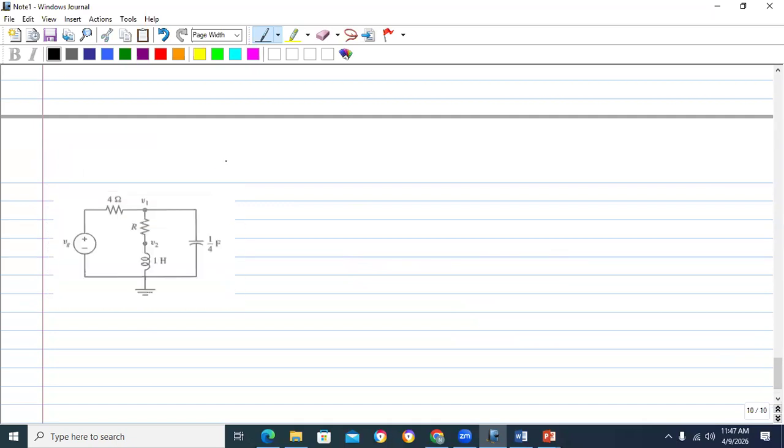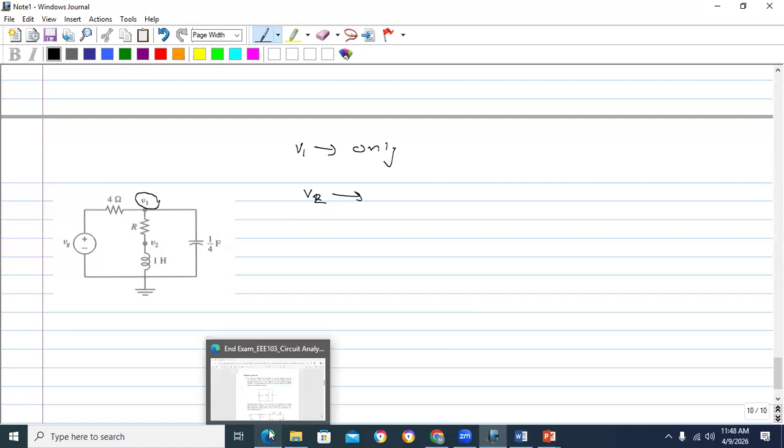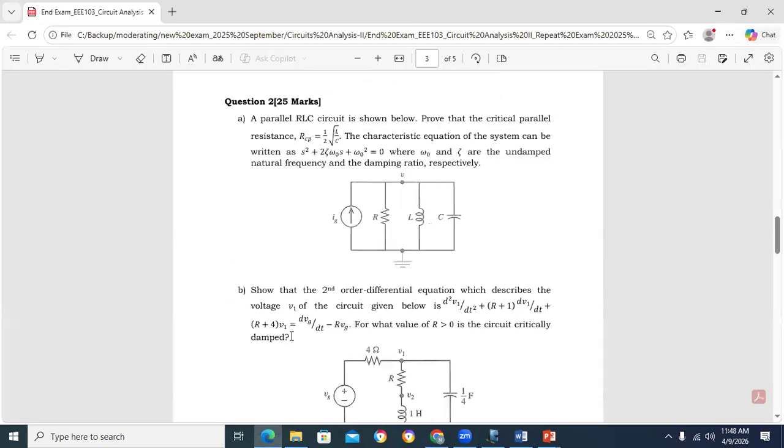Now you need to get the differential equation to find this V1. So V1 should be there, only V1 should be there. There is a V2 also. Now, how to find the differential equation? This differential equation should be for the transient state.